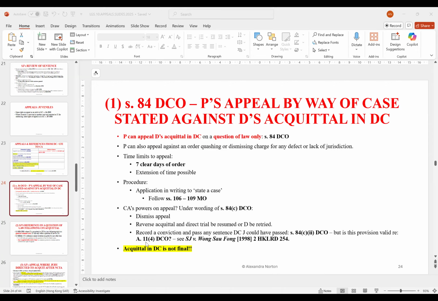So basically, that ability in Section 84, subsection C of the Court of Appeal to convict the defendant no longer exists in law. But it does mean that an acquittal in the district court is not final. The prosecution can appeal it by way of case stated, assuming they meet these tests and use the relevant procedures, and the court on appeal could direct a retrial.